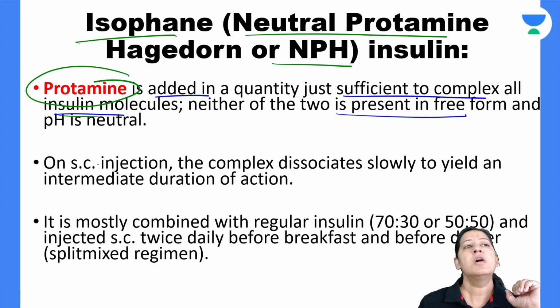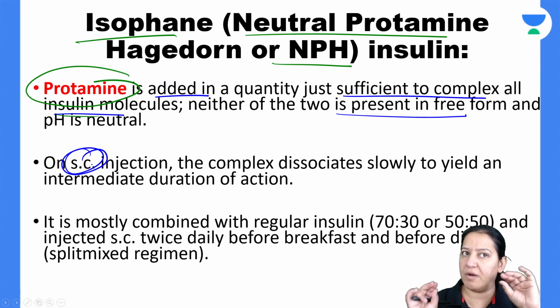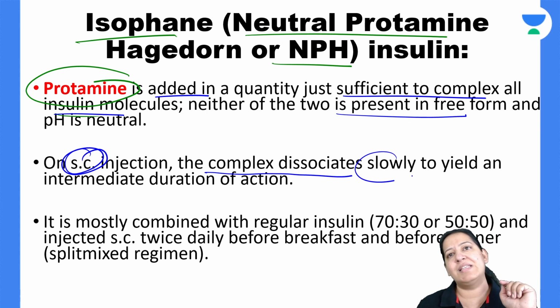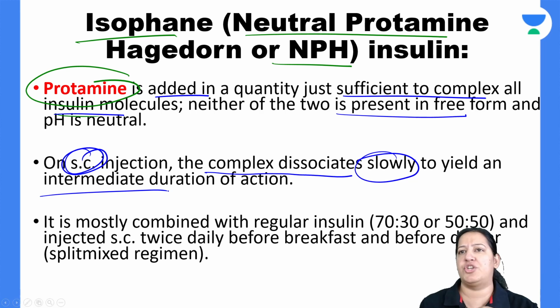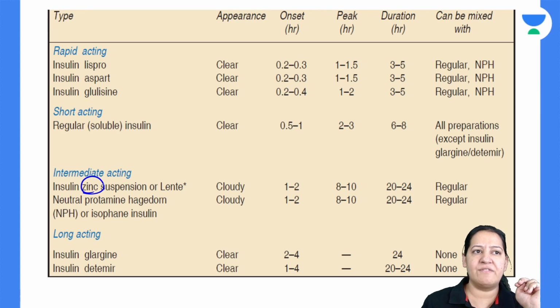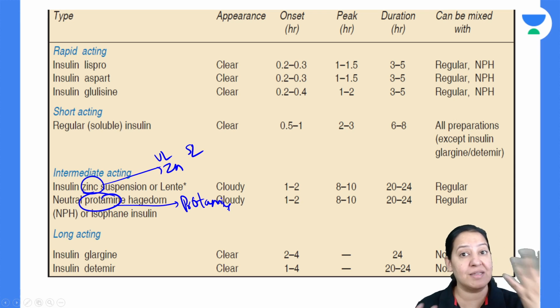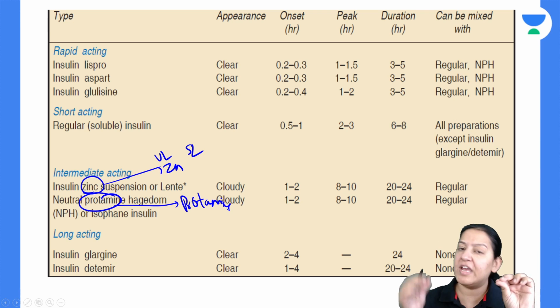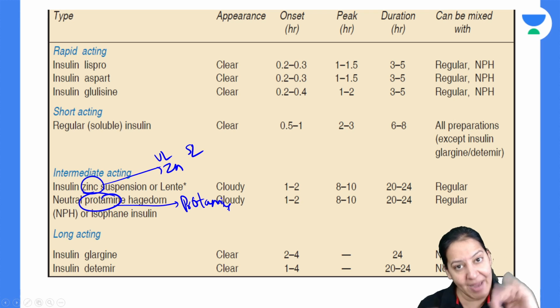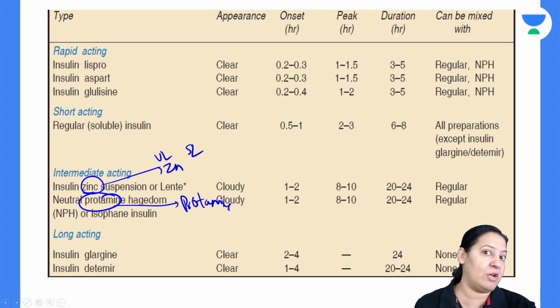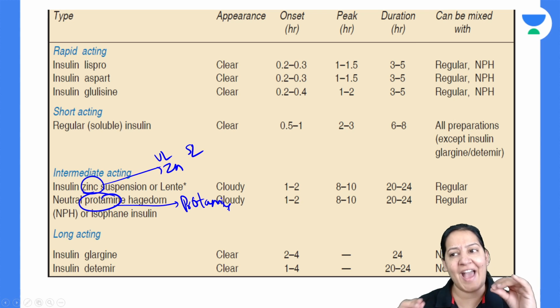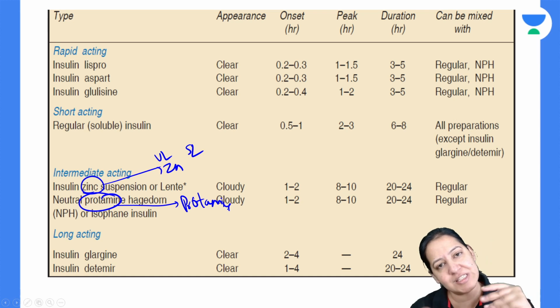Only complexes are formed. So when you give a subcutaneous injection of such a preparation, the complex will dissociate very slowly, and on an average it will give intermediate duration of action. So we combined it in that proportion. Here we are combining insulin with zinc, ultra lente and semi lente. Here we are combining insulin with protamine. The motto behind combining insulin with some other substance is that if we give only insulin, it will be absorbed very rapidly. We have to combine it with something so that it takes time to dissociate, either zinc or protamine. So the absorption is slower, and the action is longer.